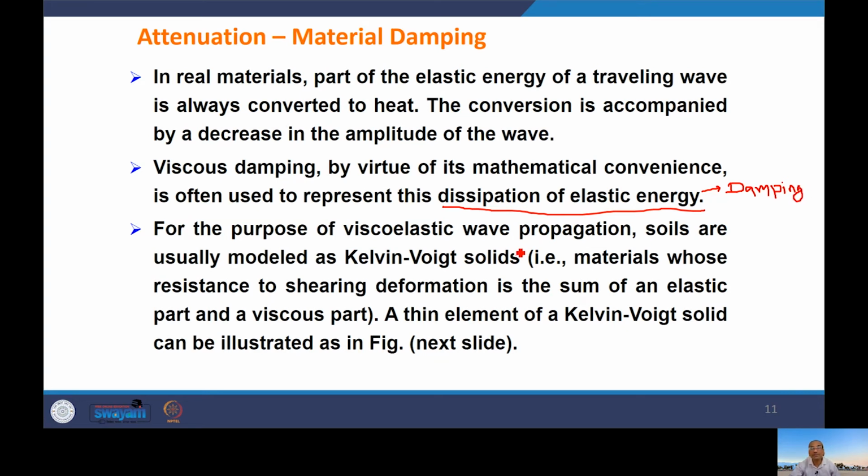For the purpose of viscoelastic wave propagation, soils are usually modeled as Kelvin-Voigt solids, that is, materials whose resistance to shearing deformation is the sum of an elastic part and a viscous part. So here, what is called Kelvin-Voigt solids. Kelvin-Voigt means you have a spring as well as a dashpot. So the spring provides the elastic component, while the dashpot provides the viscosity component.